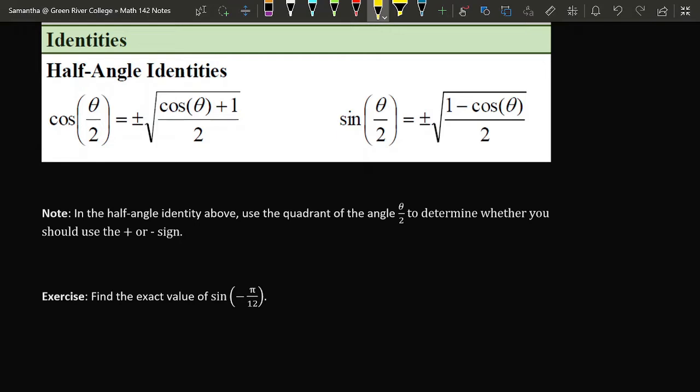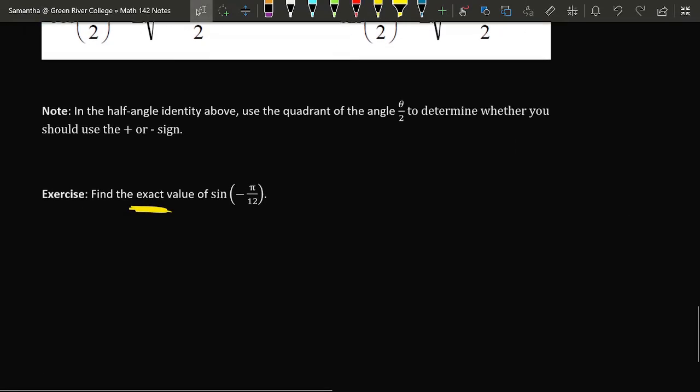This has applications which are kind of similar to the very first exercise that we did today. This can be used to help us find exact values of sine and cosine at certain tricky angles. Find, for example, the exact value of sine of negative pi over 12. Now it says exact, which means that decimals are not allowed, which means that most calculators are not allowed.